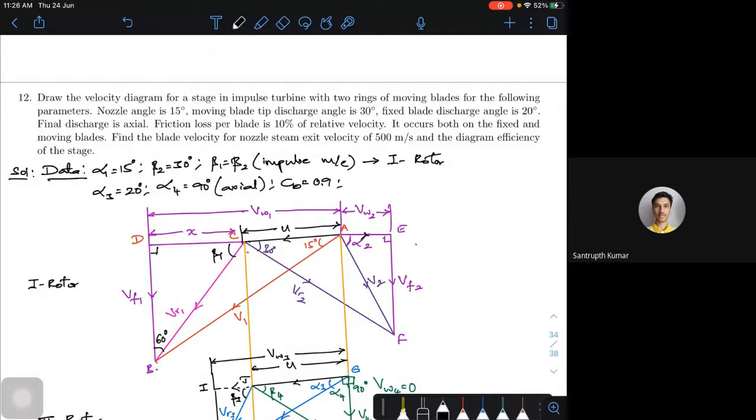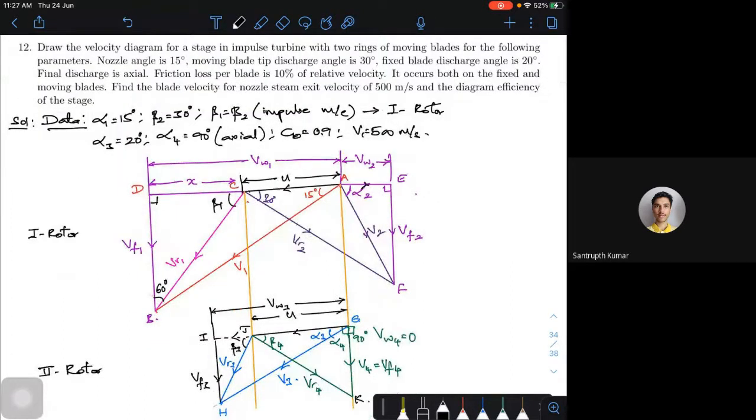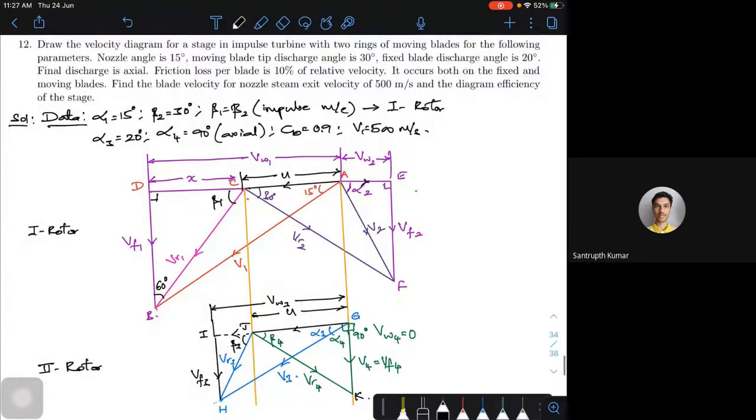Find the blade velocity for a nozzle steam exit velocity, that is your V1, around 500 meters per second. So what are the things which you have to find? You have to find the blade velocity, you have to find the diagram efficiency, all these things. Now, for the first stage rotor, V1 they are given, you have to calculate your U. Then how to calculate U? You have to make some assumption here.